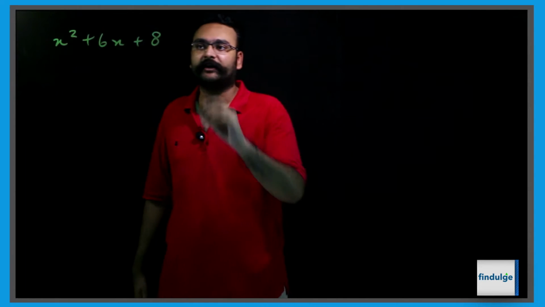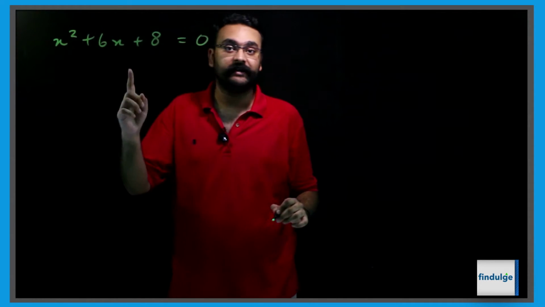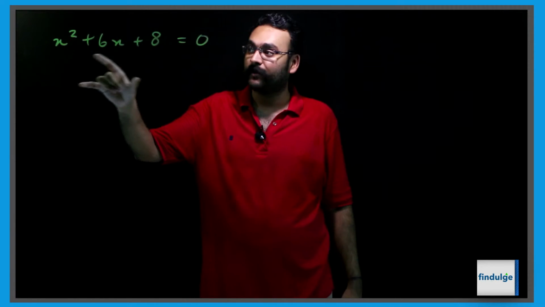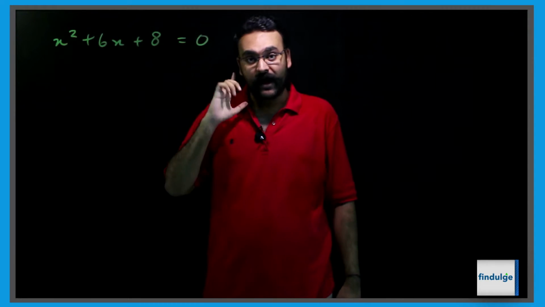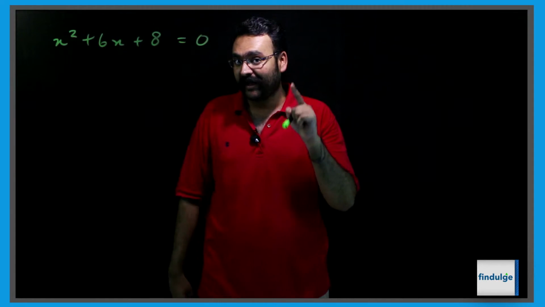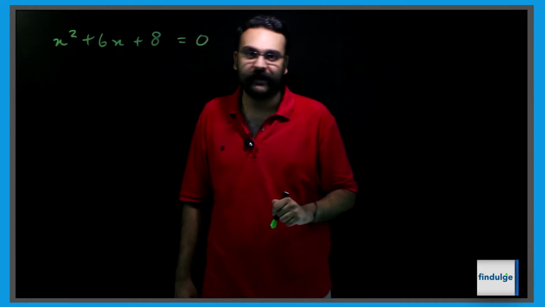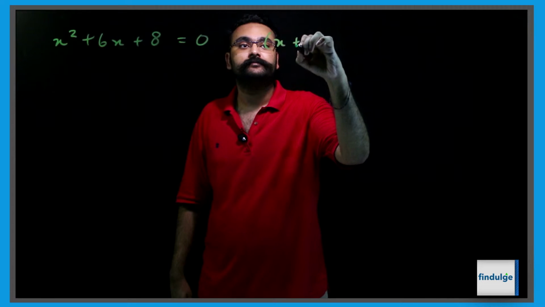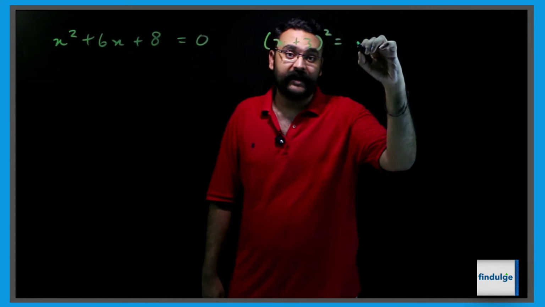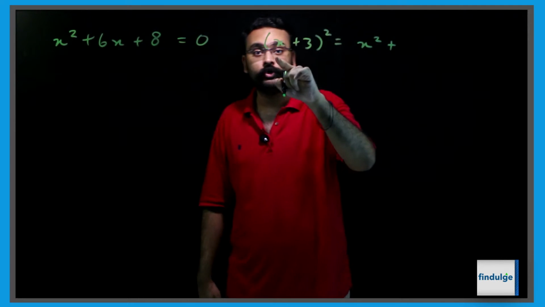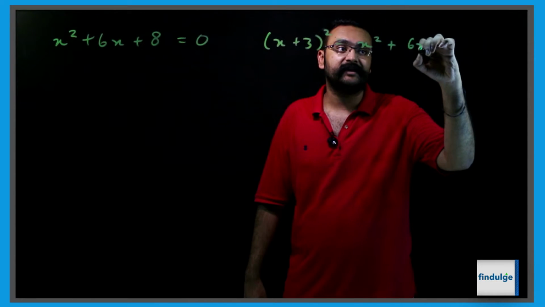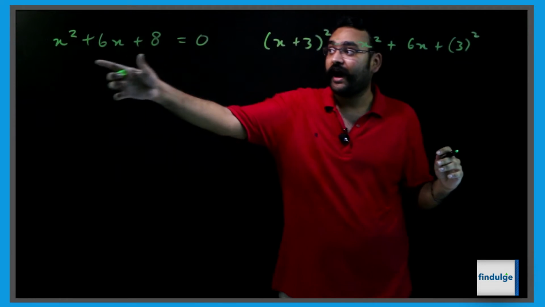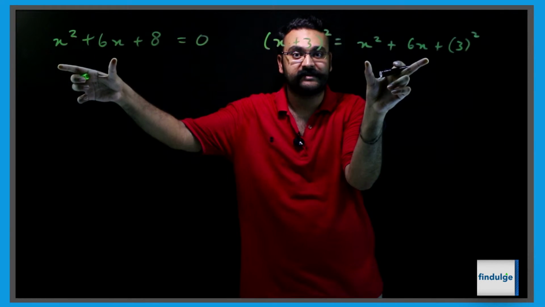if this is my quadratic equation, obviously if we are solving it, it is set to 0. Now, this is x square plus 6x. I know that if I do x plus 3 whole squared, I am going to get x squared plus 2 times x times 3, 6x plus 3 squared. So see, I'm getting x squared plus 6x.